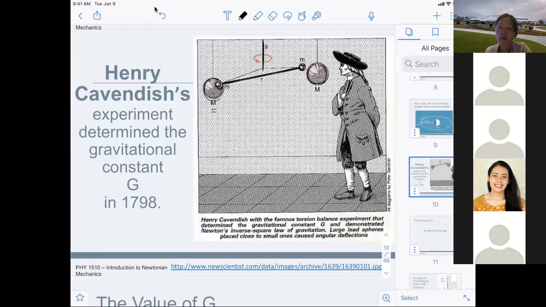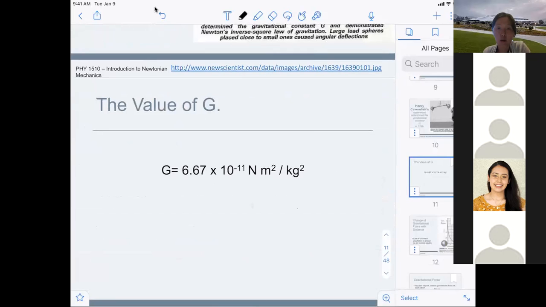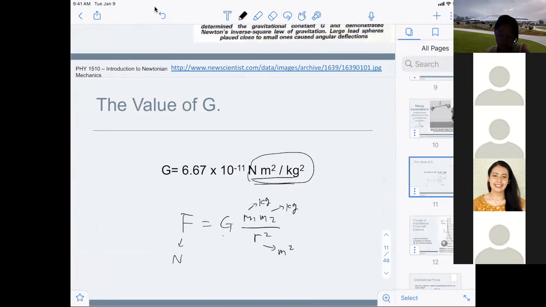By doing such an experiment, Cavendish measured the gravitational constant in 1798. But of course, people continued to repeat that experiment and improve upon the measurement of G. And the value of G, as we all agree upon today, is 6.67 times 10 to the negative 11. The units for G are simply whatever units make this equation correct in terms of dimensional analysis: this is newtons, this is kilograms, and this is meters squared. So your G has this unit. And you can see G is very small.